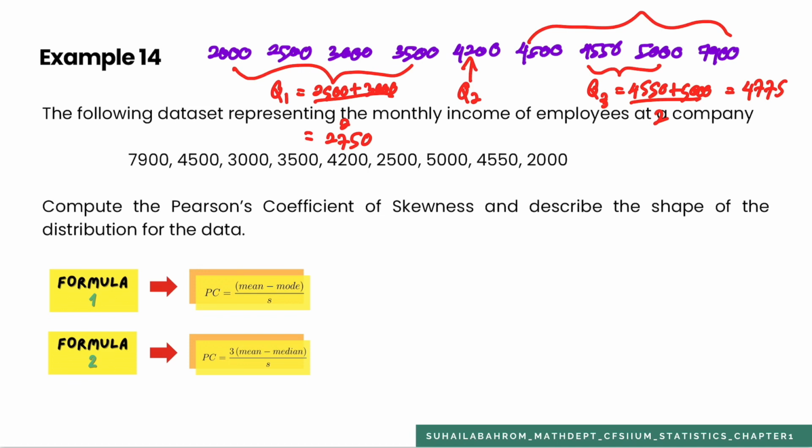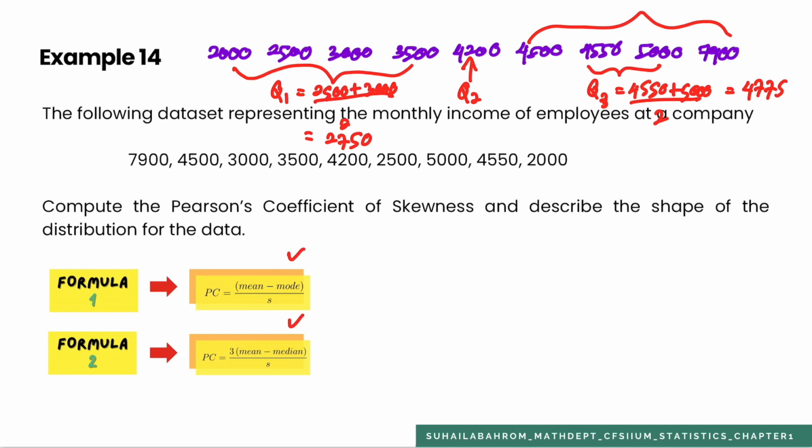Which formula is suitable for you to use? When in your data set there is no mode or the mode is not significant, it is better for you to use the second formula. Like this example, we have no mode. All the data appears only once. Therefore, we will use the second formula by using mean and median. You have to memorize this formula because it will not be given during your test.